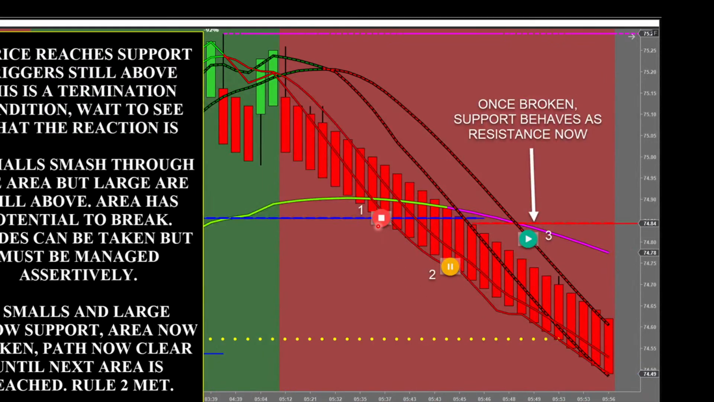You'll see that resistance behaves as support once it's broken. And go in the other direction, price reaches support, triggers above. Even if it's for a moment, absolutely no trades into that area. Let's wait for the reaction. If the smalls absolutely smash, embrace that phrase, smash. Little prairie dog peeking through is not smashing. 2 to 3 points. As long as you have momentum, that area has the potential to break. But it's not broken until the small and the large get below support. So this one has to be managed assertively. This one is just look for an entry.